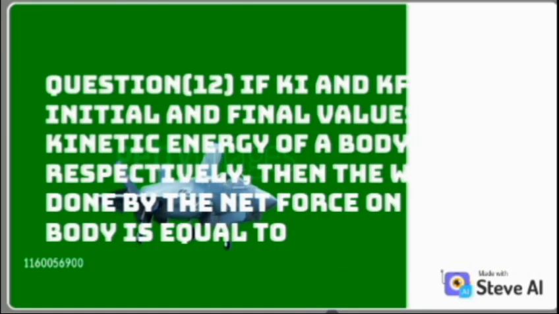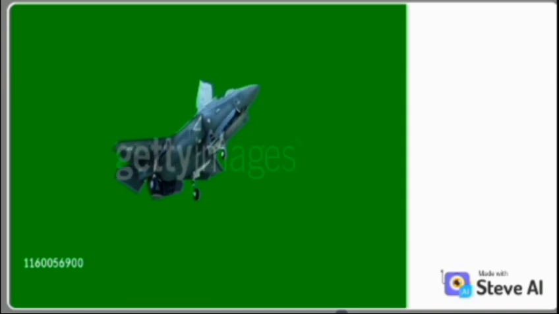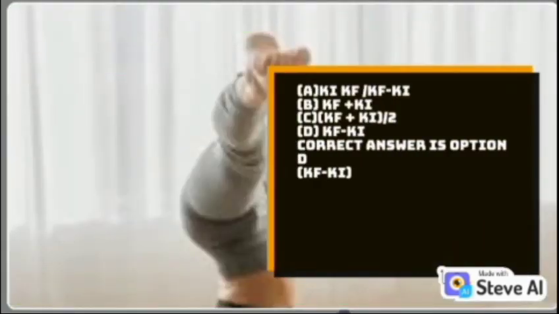Question 12. If Ki and Kf are the initial and final values of kinetic energy of a body respectively, then the work done by the net force on the body is: A. Ki/Kf. B. Kf plus Ki. C. Kf plus Ki divided by 2. D. Kf minus Ki. Correct answer is option D, Kf minus Ki.